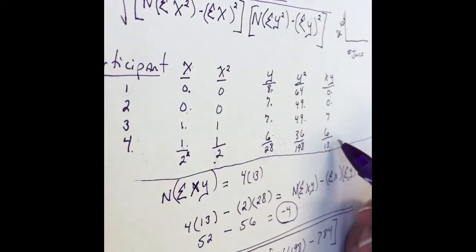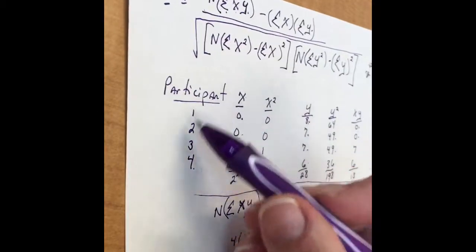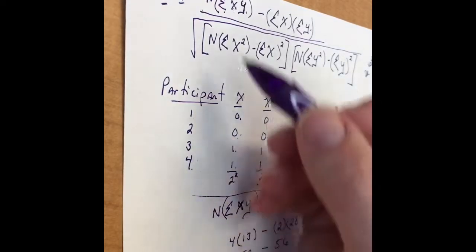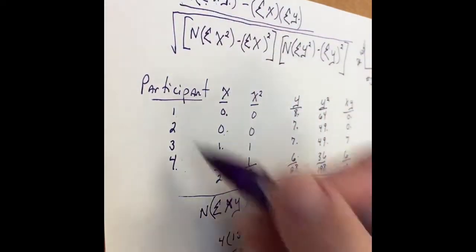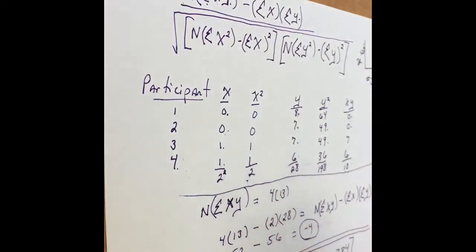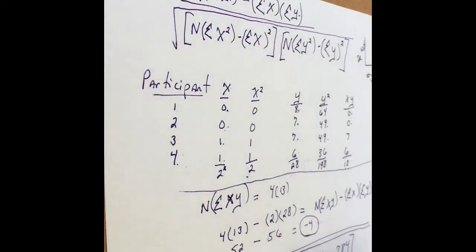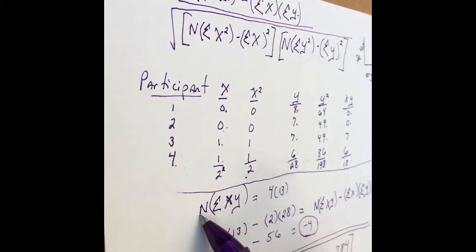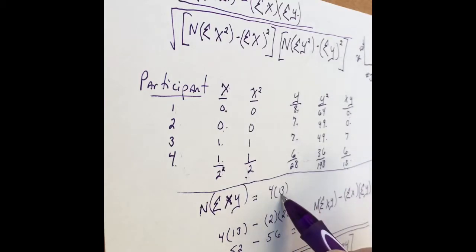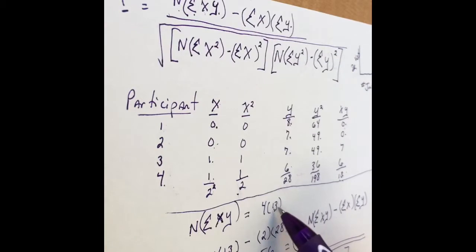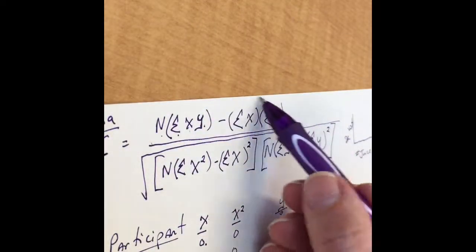And I have 4 participants, right? And this is your n. Now in your book there's 10, so don't get confused when you look at the book, because these numbers are a little different in the book since they used all 10 people and I only used 4. So if you go back here, n times the sum of x times y equals 4 people times our 13. Okay? So we did that. That's this piece.